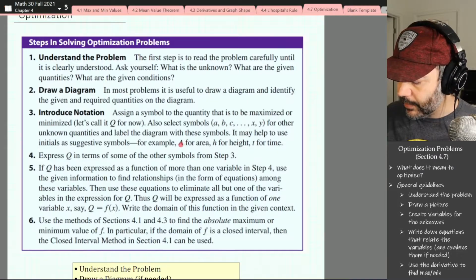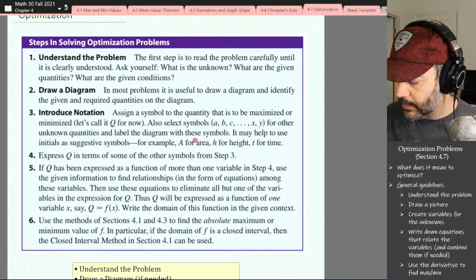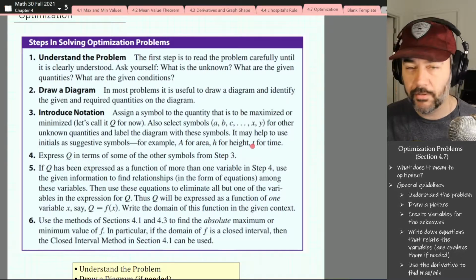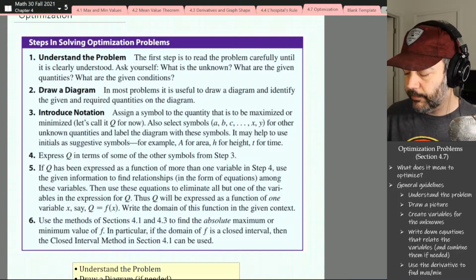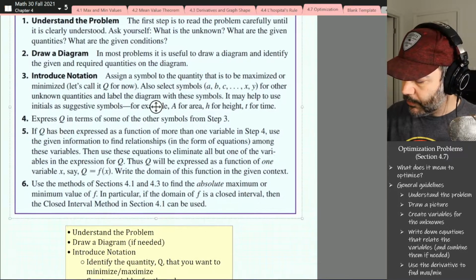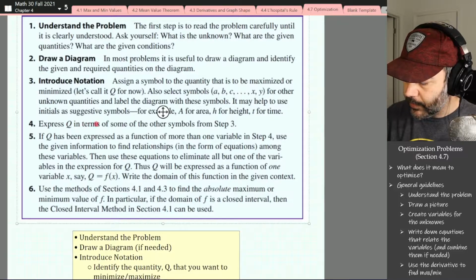And it's nice to make the variables kind of match what it means. So A for area, H for height, T for time. That kind of helps you keep track of things. Also easier for a person to read it. Then express Q in terms of the other variables in step 3.